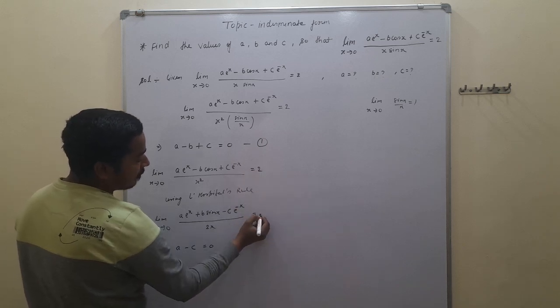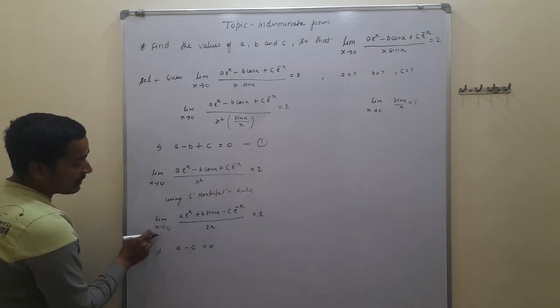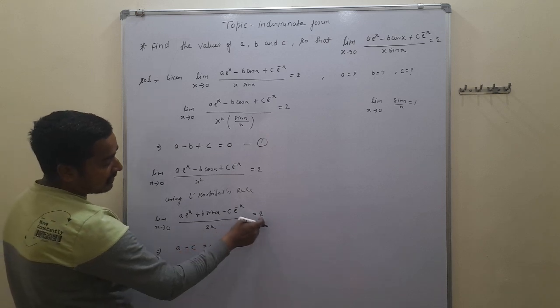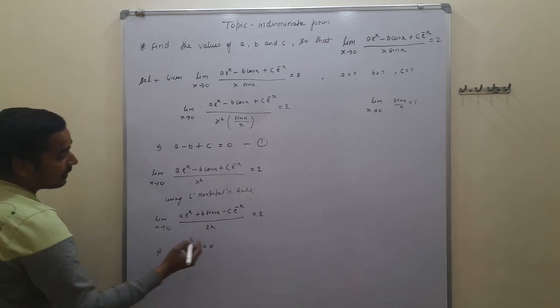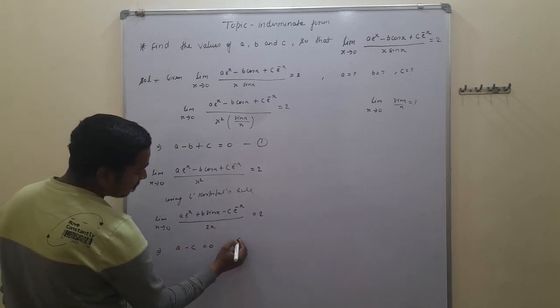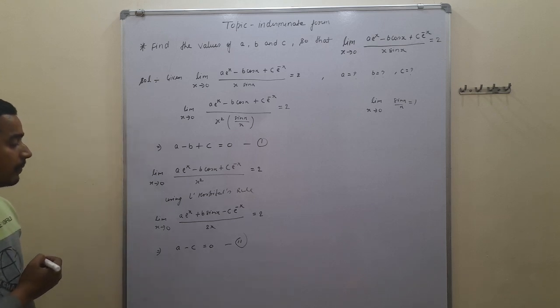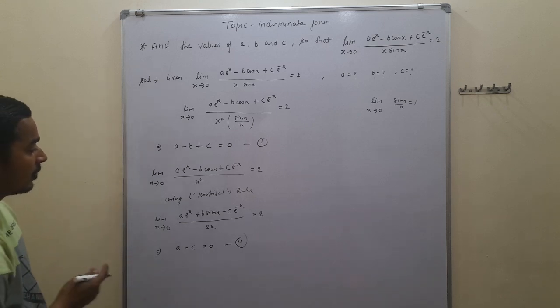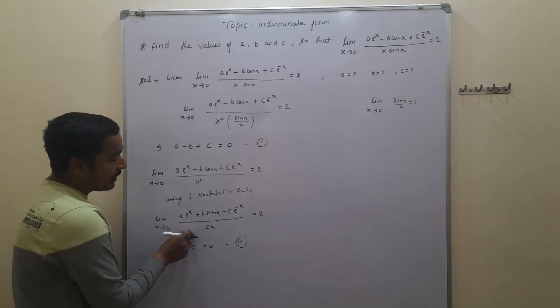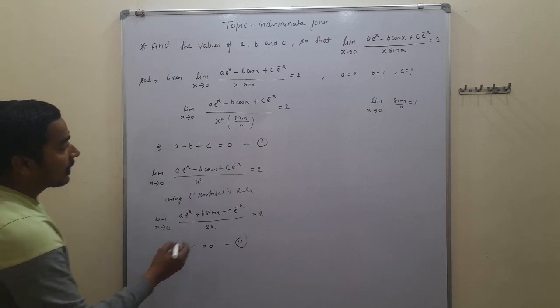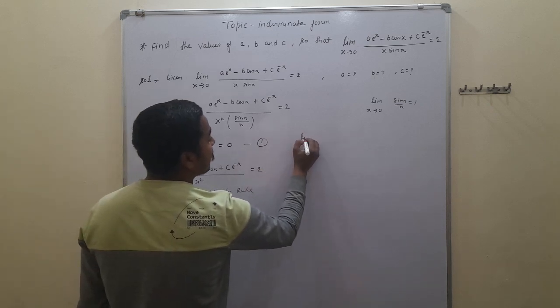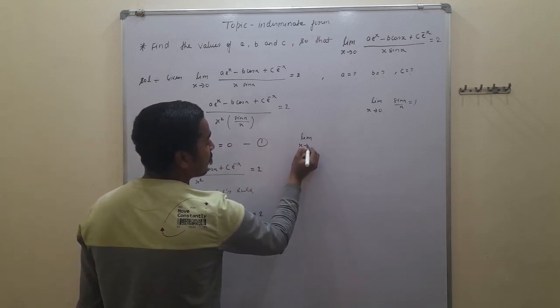This is equation 2. When we put x tends to 0 on cross multiplication, this gives 0. Let this be equation 2. And further, again differentiating, again using L'Hospital's rule, we can also write this as limit x tends to 0.